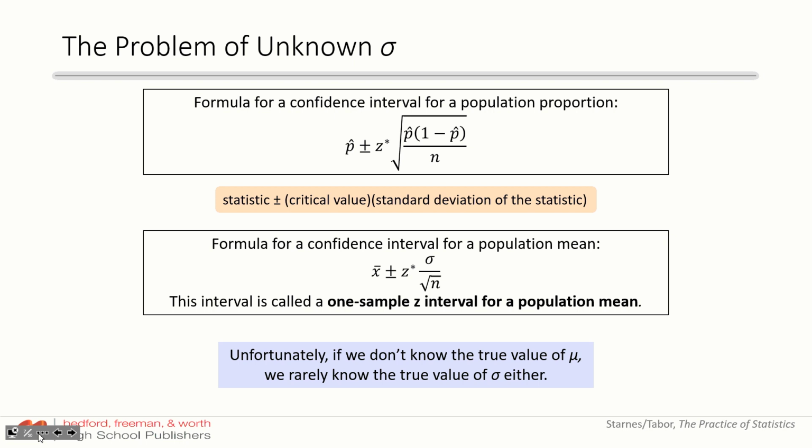So we don't know what mu is. We're trying to estimate it with x bar, and we also don't know what sigma is. So we estimate sigma with s. The problem is I'm using two different statistics, x bar and s, to estimate two different population parameters, mu and sigma, as opposed to proportions where I'm really only estimating p with p hat. So it's almost like I have another unknown.